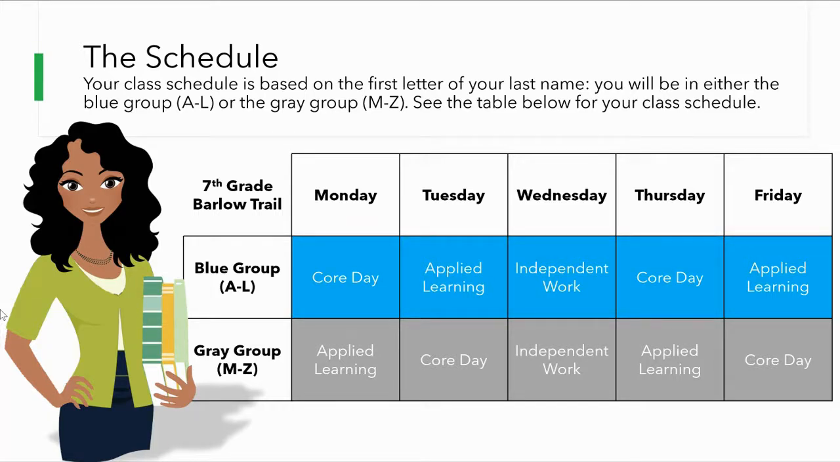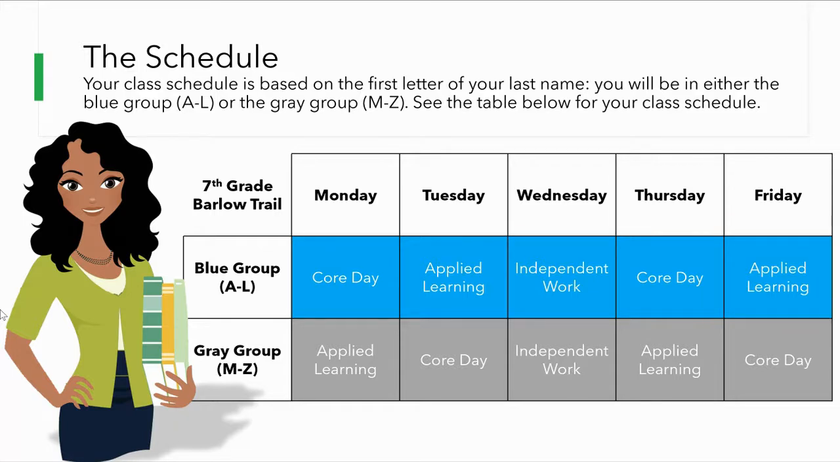If you're in the blue group, your Monday is going to be a core day, and we're going to discuss what core days are in just a little bit. On Tuesday, you will have an applied learning day. Wednesday will be an independent study day. Thursday will be another core day, followed by your final applied learning day on Friday.